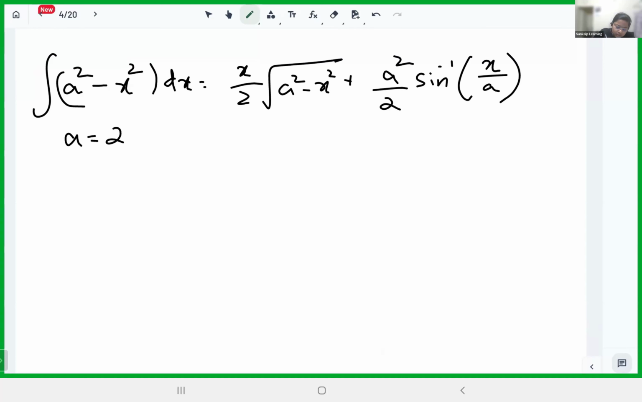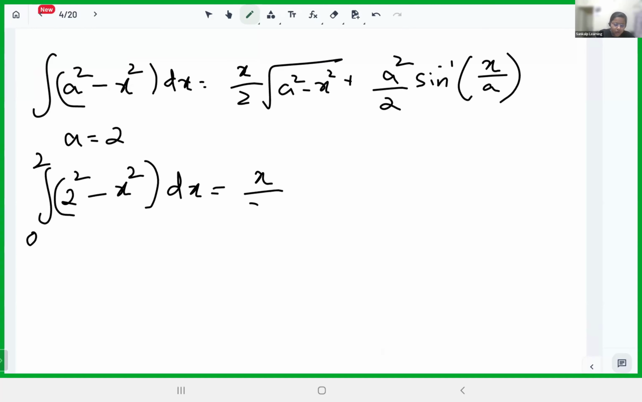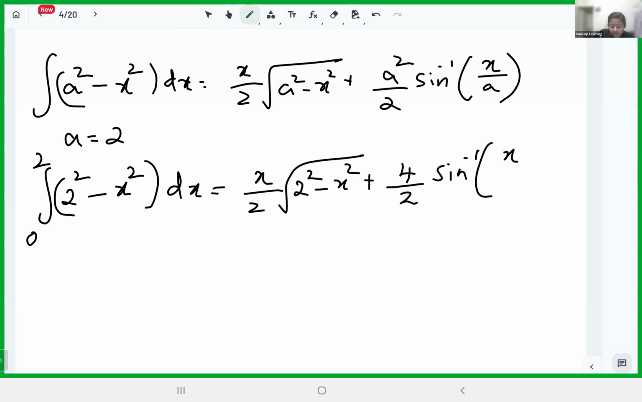So the integral of root of 2 square minus x square, and it varies from 0 to 2, dx, is equal to x by 2 root of 2 square minus x square plus 4 by 2, a square is 4, right? 4 by 2 sine inverse of x by 2. It varies from 0 to 2.